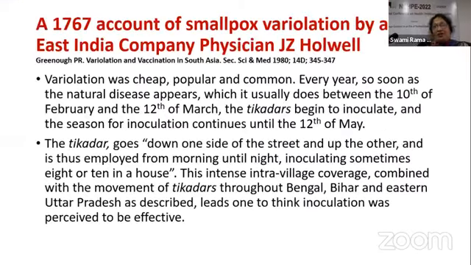So I'm going to tell you a small account of smallpox variolation. And this has been written way back in 1767 by an East India Company physician called J.Z. Holwell. And he's talking not about Edward Jenner, but he's talking about how variolation of smallpox was done in India in 1767. I'm just reading that account here. We're saying that variolation was cheap, popular, and common. And how much they knew is what you're going to hear about here.